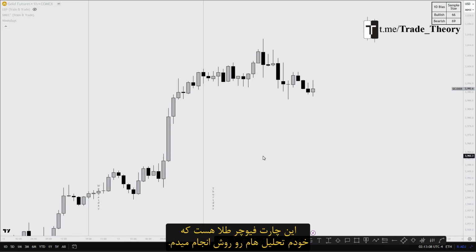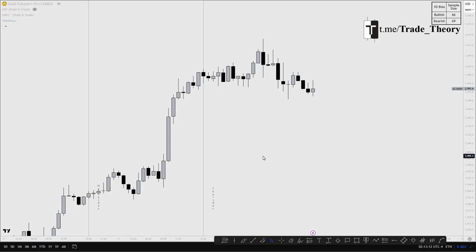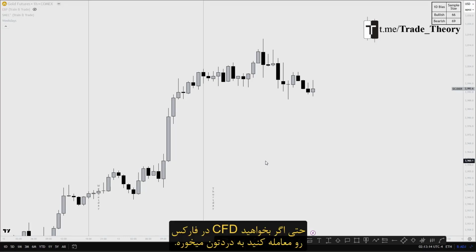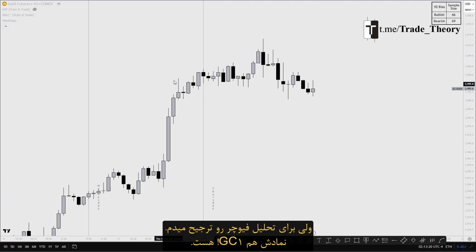Here's a chart of gold futures. This is typically what I'm watching in order to execute on my trades when it comes to the gold market. Whether you're trading with the CFD contracts on Forex, I personally use the gold futures contract. This is GC if you're looking for it on TradingView.